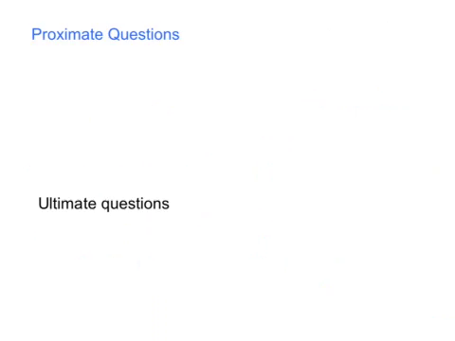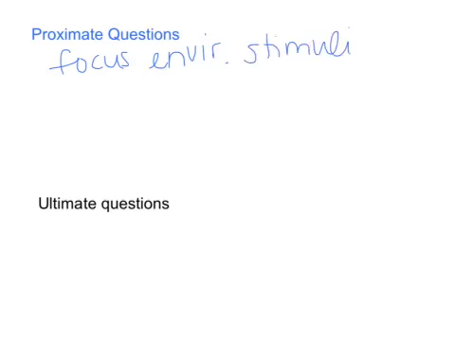There are two kinds of questions we can ask to determine these types of behaviors. The first one is what's called a proximate question. A proximate question focuses on the environmental stimulus. So its concern is, how did the behavior happen? What triggered that behavior to occur?